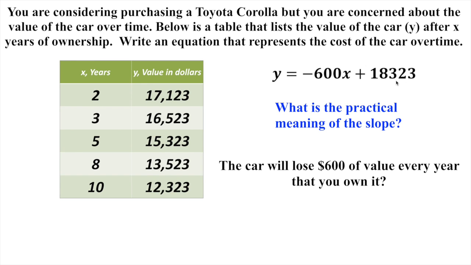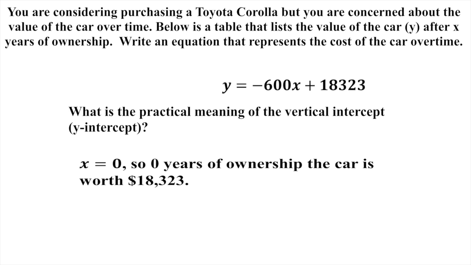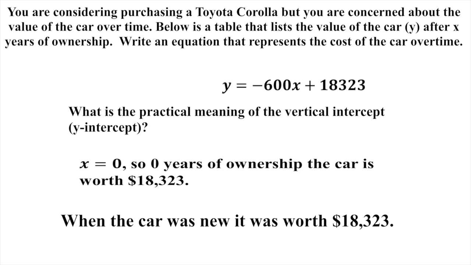Now let's talk about the value of our y-intercept. The vertical intercept, that's when x equals 0. And if x equals 0, that means the number of years of ownership. So if x equals 0, you've owned the car 0 years. So basically when the car is new. So brand new, the car is worth 18,323 is what that tells us. And those are going to become important. You need to start learning how to interpret this information into real life. All right, so the car, when it was new, it was worth 18,323.